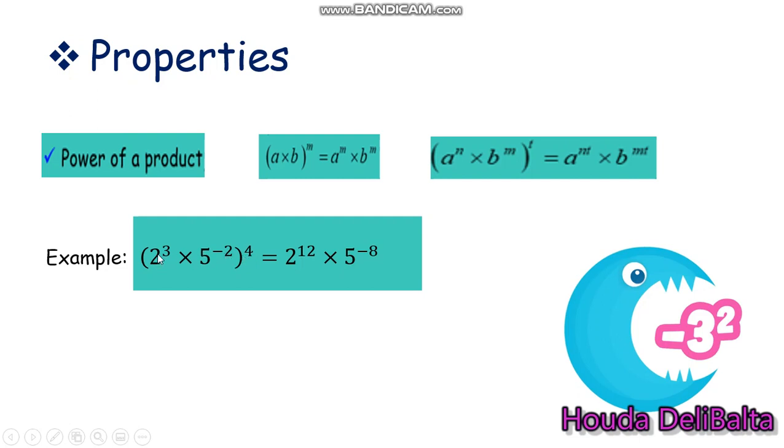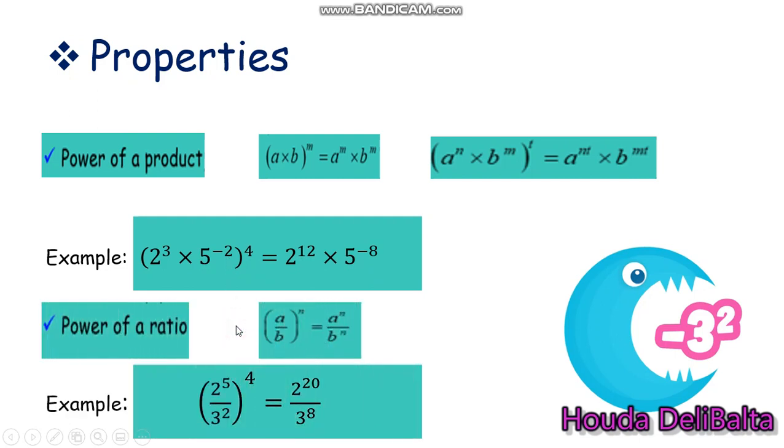12 is from 3 times 4 times 5 power minus 8. Minus 8 comes from minus 2 times 4. Now power of a ratio means a quotient. For example, as you see here, a over b, surely b is different from 0.